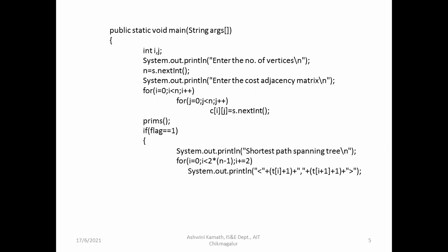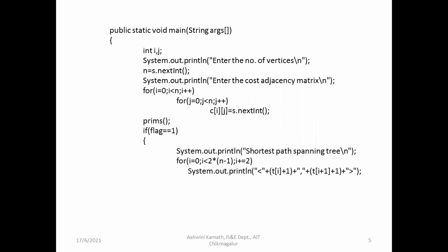System.out.println, so display t of i plus 1, plus comma, plus again t of i plus 1 plus 1. Okay, we are representing vertices using 0, right? 0th vertex, first vertex, second vertex, like that. But for displaying, I want it in the form of 1, 2, 3, 4, instead of 0, 1, 2, 3. So if it is 0, 0 plus 1 will display as 1. If it is 1, it will display as 2. So t of i plus 1 and t of i plus 1 plus 1.